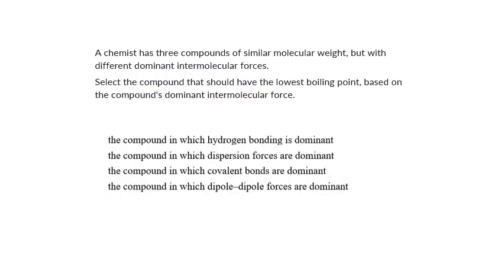Let's see the next question. A chemist has three compounds of similar molecular weight but with different dominant intermolecular forces. Select the compound that should have the lowest boiling point based on the compound's dominant intermolecular forces. So what we have to do here is pay close attention to what it is asking: the lowest boiling point. Lowest boiling point means the intermolecular force of attraction should be weak so that it will break easily and it will boil easily, right? The boiling point will be very low. So which one is that?